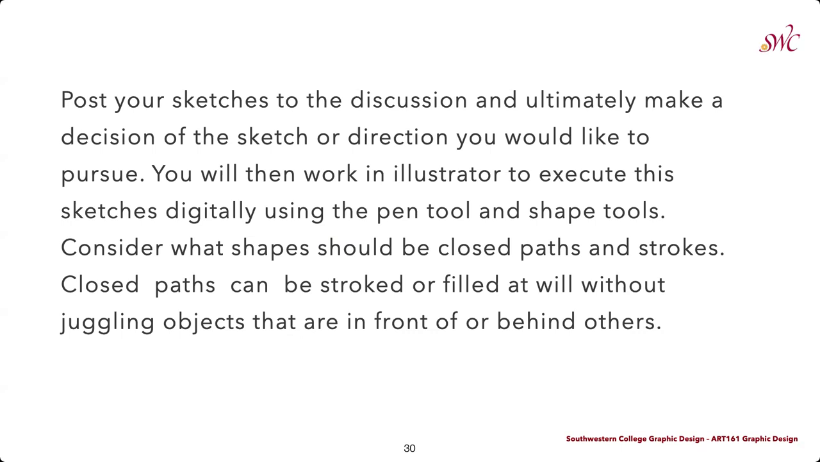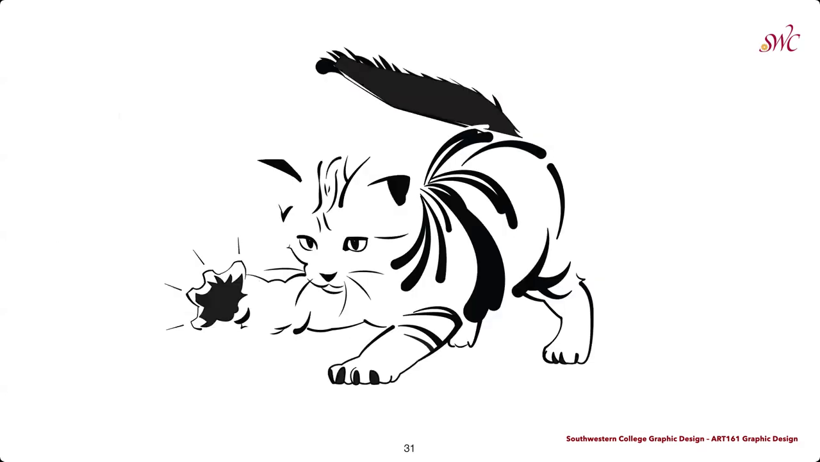Now consider what shapes should be closed paths and what should be open strokes. Closed paths, remember, can be stroked or filled with a color at will without juggling objects that are in front or behind others, while strokes are going to be simply a line you can apply a stroke to, but cannot create a fill for that shape. So if we look at the translation here, we can see that this is a nice combination of both. Some of these are using lines, while others are using full shapes to create that closure, that nice graphic quality on the page, and highlight some of the form of this particular object.